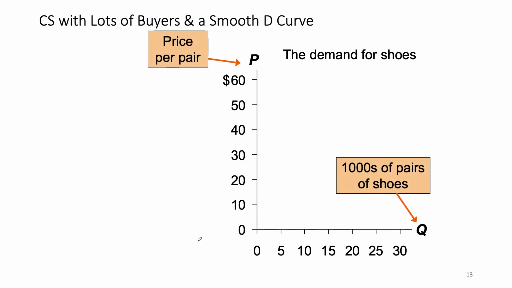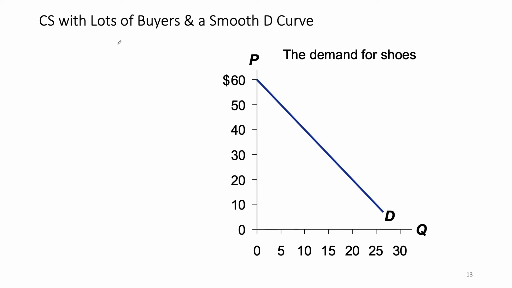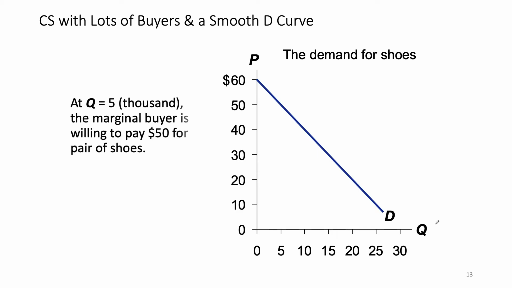So let's consider a more general case. How do we calculate consumer surplus in markets where there are lots of buyers? First of all, when we have a lot of buyers, imagine we get a very smooth demand curve, a linear straight line, which is downward sloping. Now, how do I calculate the consumer surplus?